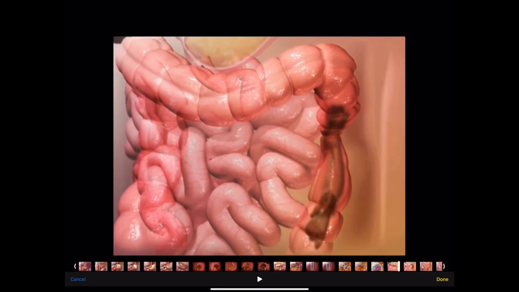And here you have the large intestine, where water is being reabsorbed from the actual food, the remnants of the food that has been passed into the large intestine. Water is being absorbed from there, and you can see that the color is also changing, and then this is eliminated as waste.